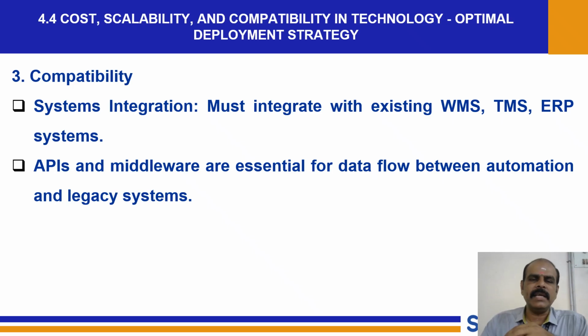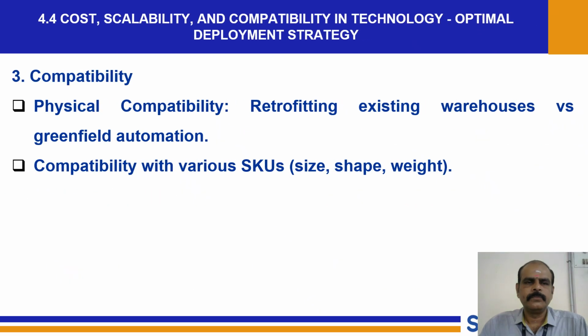Then the second, APIs and middlewares are essential for data flow between automation and legacy systems. So obviously we are going to have hardware and we are going to have software. So there is going to be a controller between both these things, the API, application program interface. So we should use middleware so that we can think of compatibility. Only the middleware will be changed based on the technology.